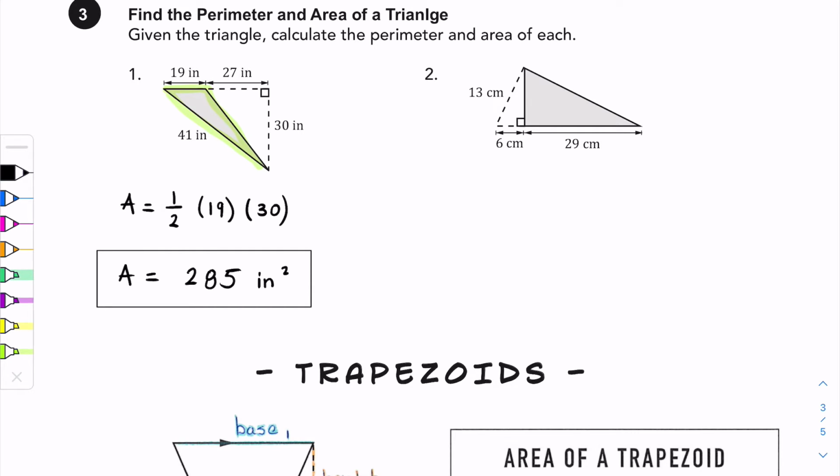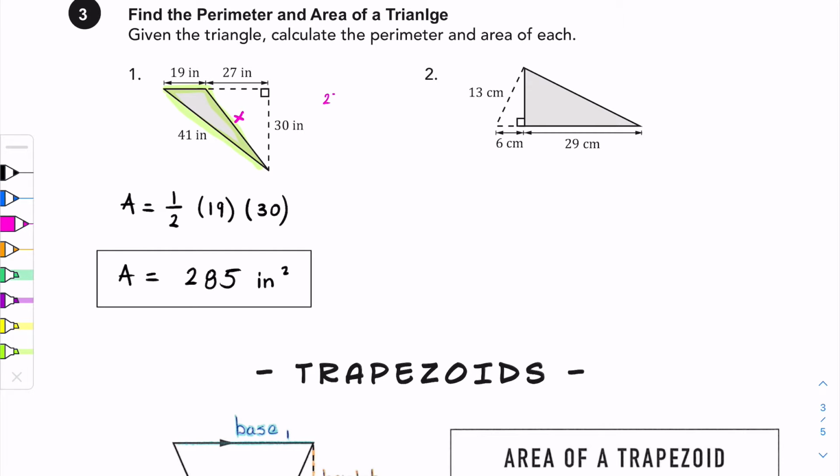Now, calculating the perimeter is a little bit more challenging because we need all of the sides of the triangle. So you can see we have 41, we have 19. We're missing this side that I just added the variable x in. Well, we have additional information here, and it looks like we have additional information for a second triangle, of which we could solve for the hypotenuse using the Pythagorean theorem.